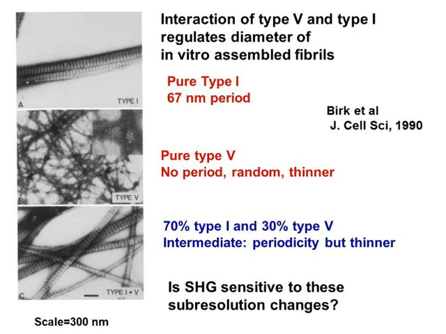So this is TEM of type 1. It shows the regular banding pattern. Then the EM of the all type 5 lacks periodicity. They're random. They're thinner. Then if you do an intermediate case of 70% type 1 and 30% type 5, you get something that's in between. So again, these are all sub-resolution. So we asked the question, is SHG sensitive to these kind of sub-resolution changes?